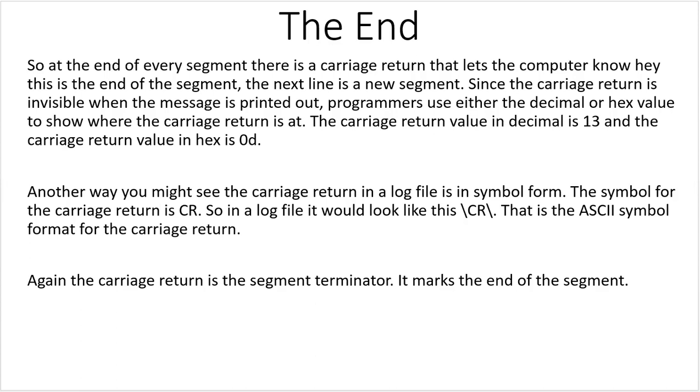Again, the carriage return is the segment terminator. It marks the end of the segment, right? So whenever HL7 is reading a segment, it gets to the end. It knows that's the end because there's a carriage return there. It knows, hey, I'm done processing the PID segment, I can go on to the NK1 segment, or I'm done processing the EVN segment, I can now move on to the OBX segment. Whatever it is, the segments have an end point that is a carriage return.